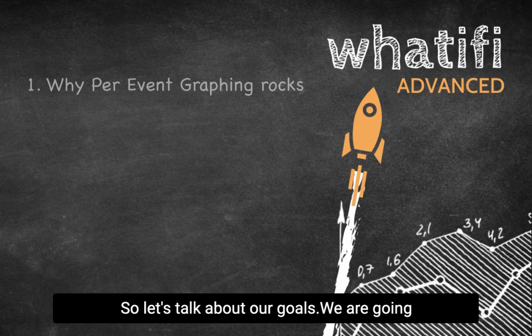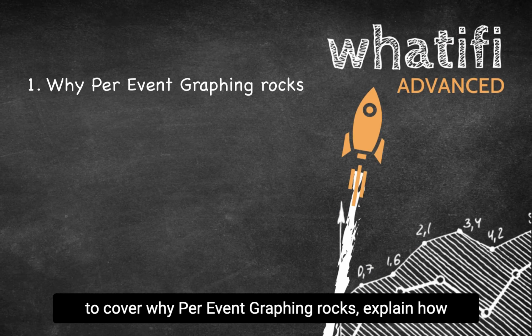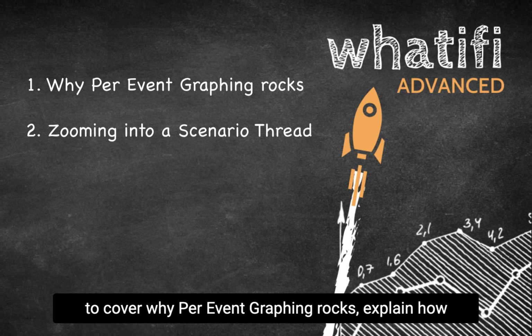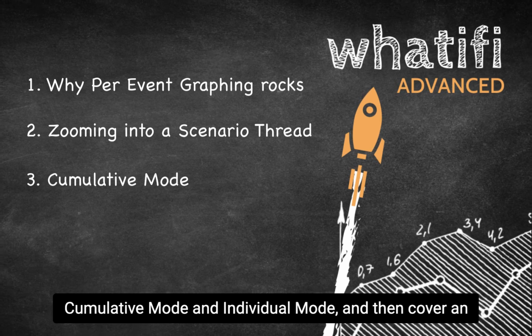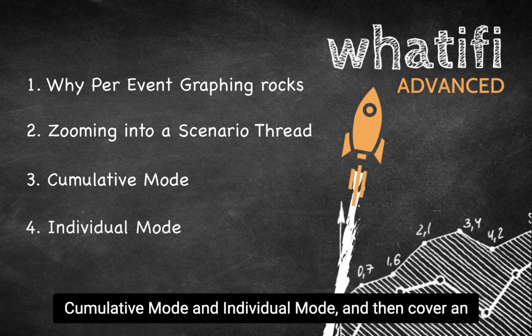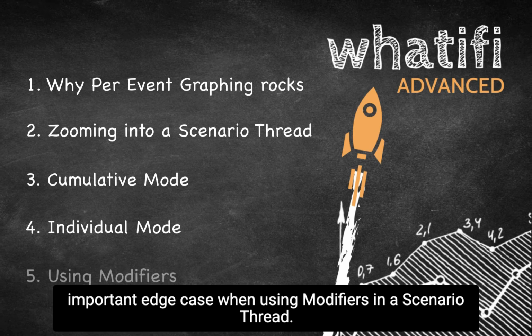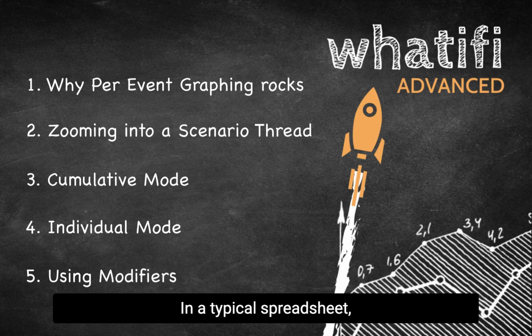So let's talk about our goals. We are going to cover why per event graphing rocks, explain how to zoom into a scenario thread, walk through both cumulative mode and individual mode, and then cover an important edge case when using modifiers in a scenario thread.